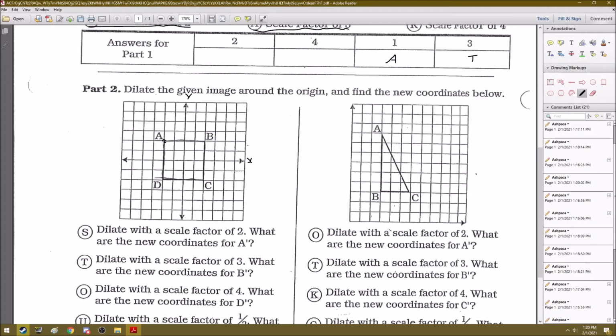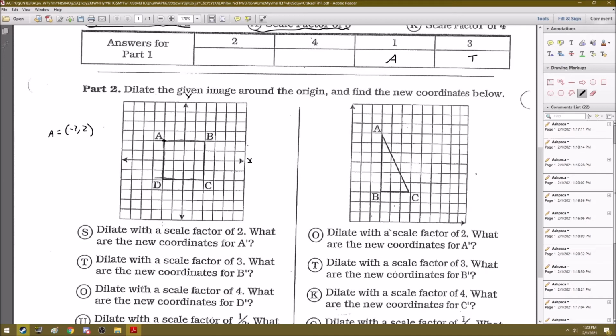So the first thing we do is find the coordinates of A. If this right here is the origin, then A is negative 2 in the x, and up 2 on the y. So A's coordinates are going to be negative 2 on the x, and 2 in the y.